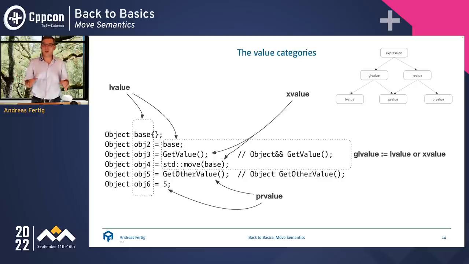But let's not get crazy with these things. So the mental model is we have L values on the left and R values on the right. I will mostly refer to everything on the right as an R value, but you have now seen and know that there's a technical difference between the different kinds of R values we can have. And sometimes they make a difference, but in the beginning, just differentiate between temporary objects and normal objects which are not temporaries.